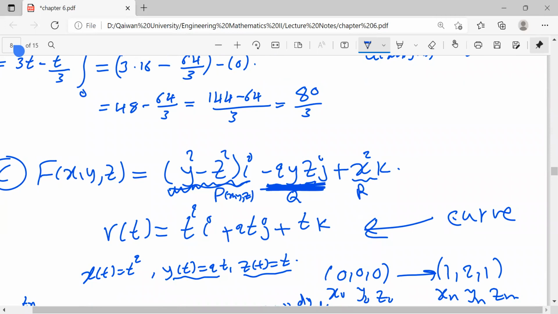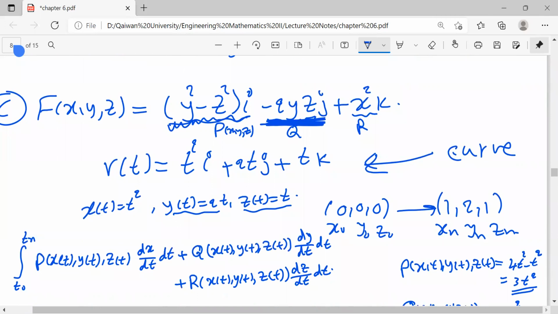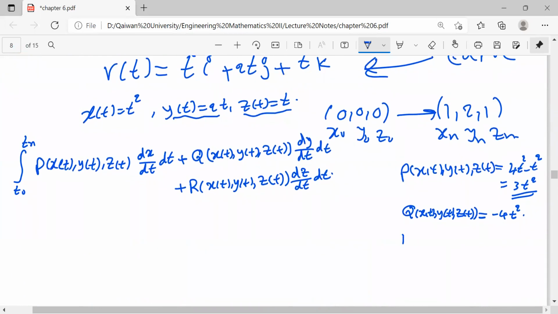And for R, R is x squared. If we replace x by t squared, we get t to the power 4. R of x of t, y of t, z of t equals t to the power 4. Now, we have P, Q, and R for t.